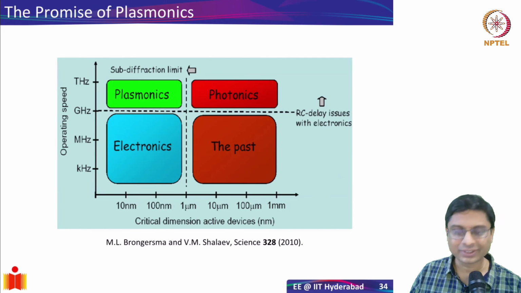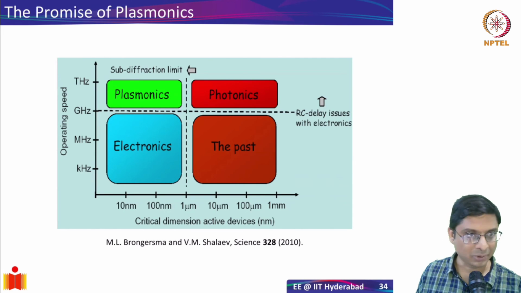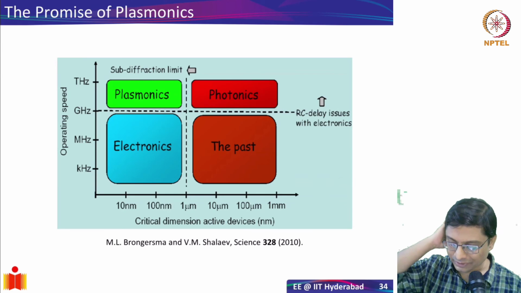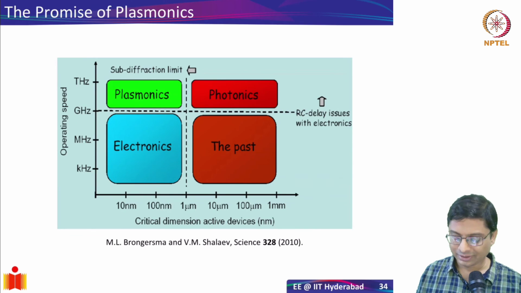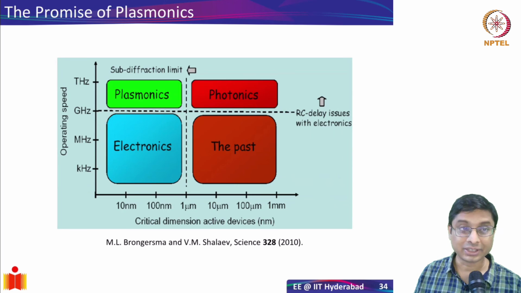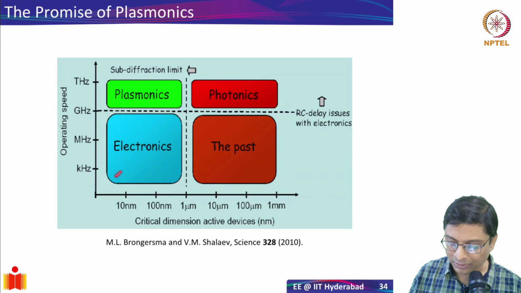This is a famous picture that I have taken from slides of Mark Brongersma and Shalaev. In this perspective article in 2010, what they're saying is that you have electronics, microelectronics, which is everywhere, where the devices are much smaller than a micron, even up to the 10 nanometer scale. The frequencies are limited to a few gigahertz. And photonics is much larger in dimension, but it can operate at higher frequencies. The possibility is combining the best of these two worlds: the frequency of operation of photonics, but the size scale of electronic devices.